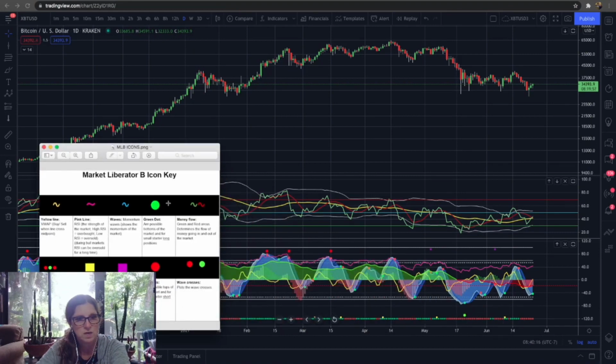I went over the green dot. So basically, it is a stronger signal of a long. The money flow.